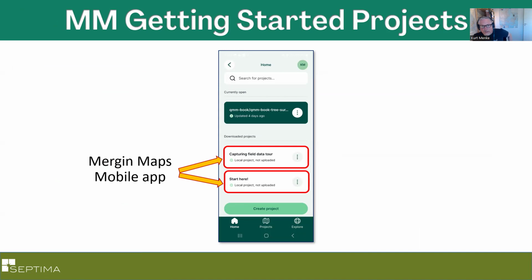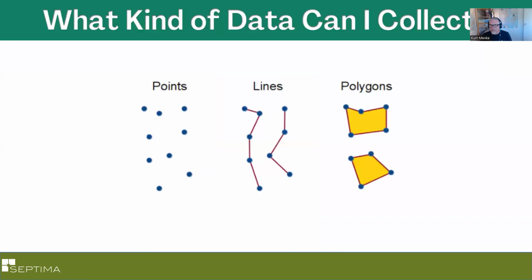I already covered these. You have these two getting started projects in the app that you can use to get familiar with it if you want to. And so you can collect any kind of vector data with Mergin Maps, points, lines, or polygons. And you can have multiple survey layers per project.